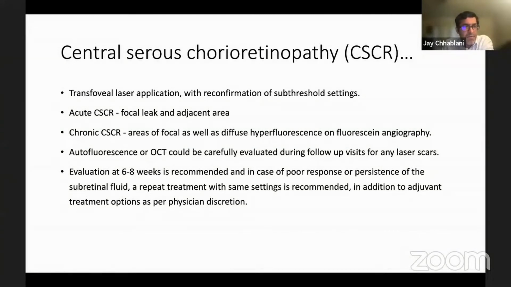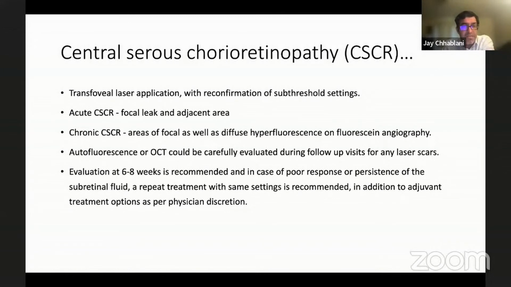However, performing autofluorescence or OCT could be useful in evaluating any laser damage. In patients with CSCR, we would like to evaluate the effect of laser in 6 to 8 weeks. In case of poor response or persistence of subretinal fluid, a repeat treatment with the same settings is recommended. However, if the physician believes that we can supplement and add additional treatments such as oral or other forms of treatment, they are free to do so.